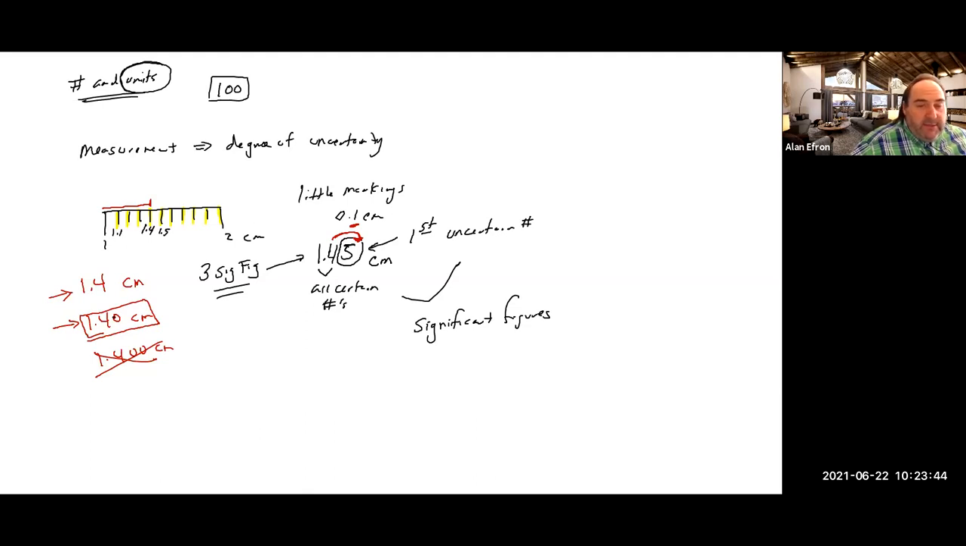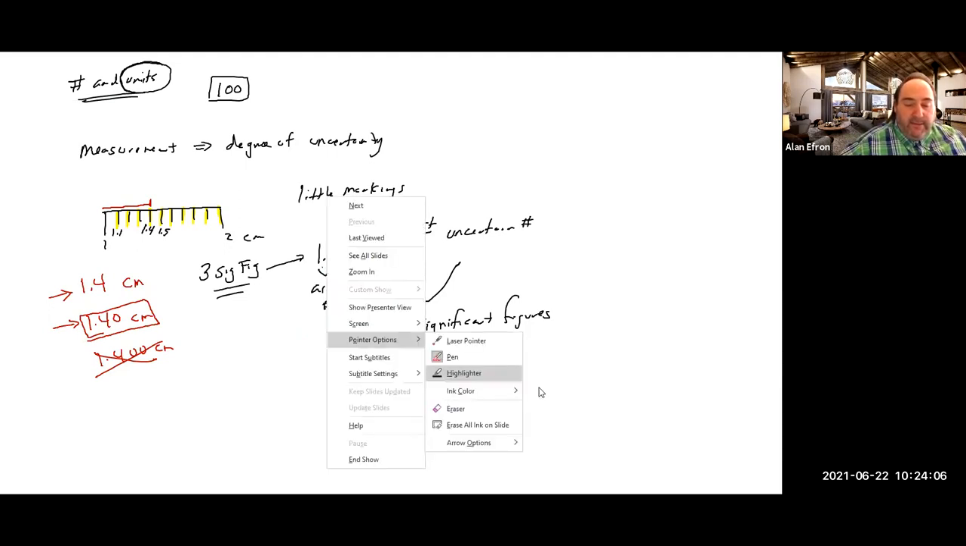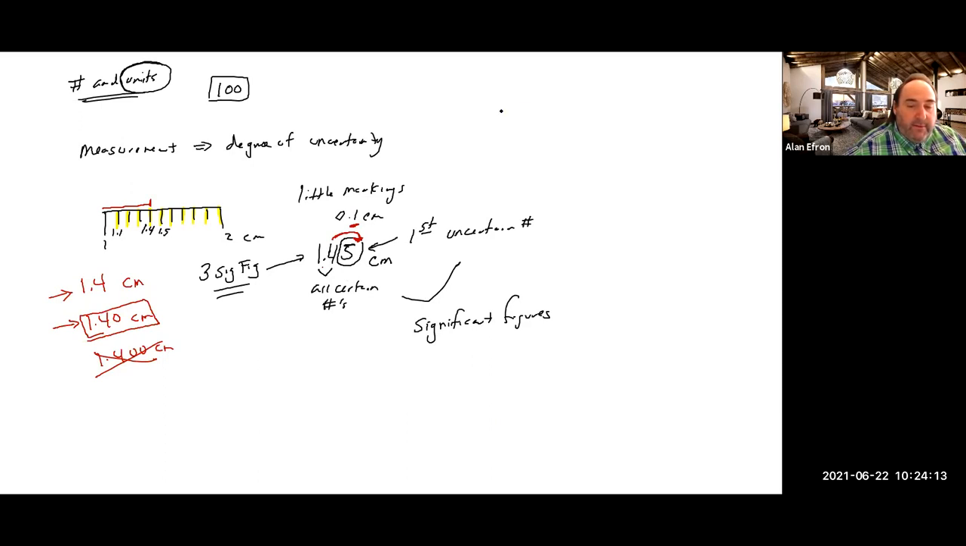Now, you may be asking yourself, is there really a big difference if I write 1.4 or if I write 1.40? And the answer is there actually is a big difference in terms of what you're telling somebody when you write 1.4 versus 1.40. And I'm going to try to explain that to you right now. So let's take a look first off at if you decided, hey, I want to record this as 1.4 centimeters.